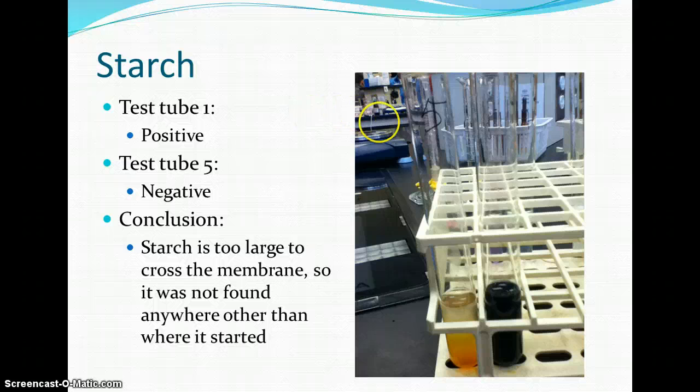So on the picture to the right, you can see test tube 1 is over here, which was positive, and test tube 5 was negative. And you can tell this because test tube 1 turned the dark blue color that we talked about before, and test tube 5 did not. So basically what we concluded is that starch was too large to cross the membrane, so it was only found where it started out, pretty much.